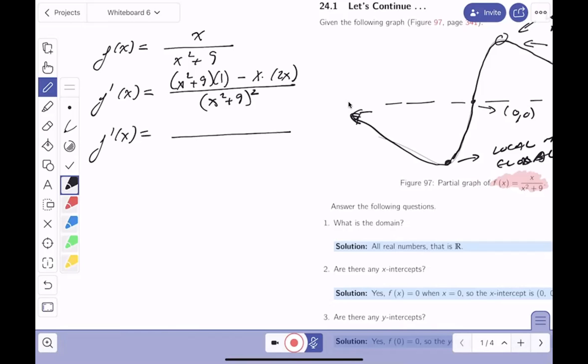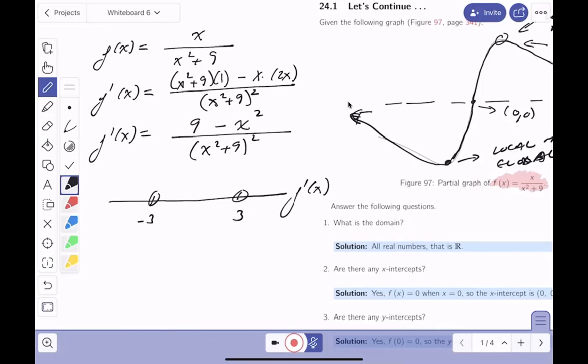And what do you get over there? You would get 9 minus x squared on top. What do you get on the bottom? X squared plus 9 squared. Let me put my critical numbers down. And again, the domain is all real numbers. There's only 2 critical numbers, plus or minus 3.